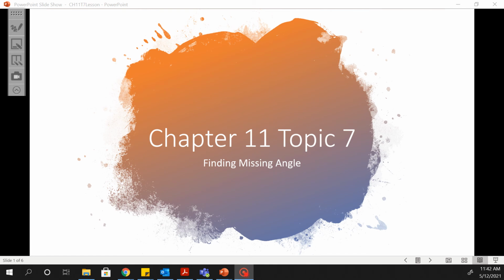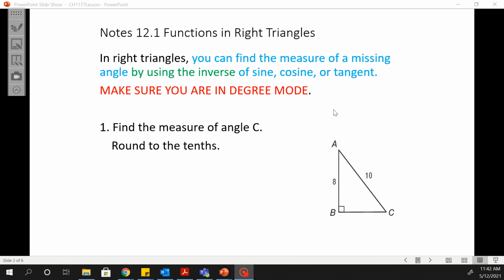Alright, just like yesterday, we're on chapter 11, topic 7. So just like yesterday, how we could use these trig ratios to find a missing side, we can also use these trig ratios to find a missing angle. Okay, it's a little bit different how we do this.